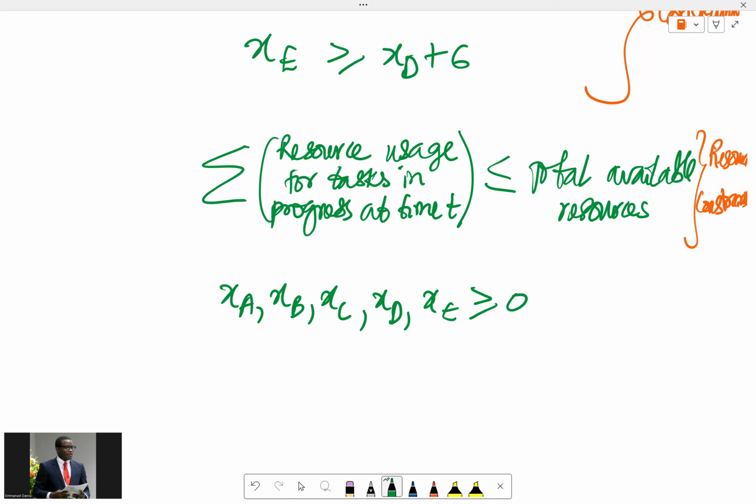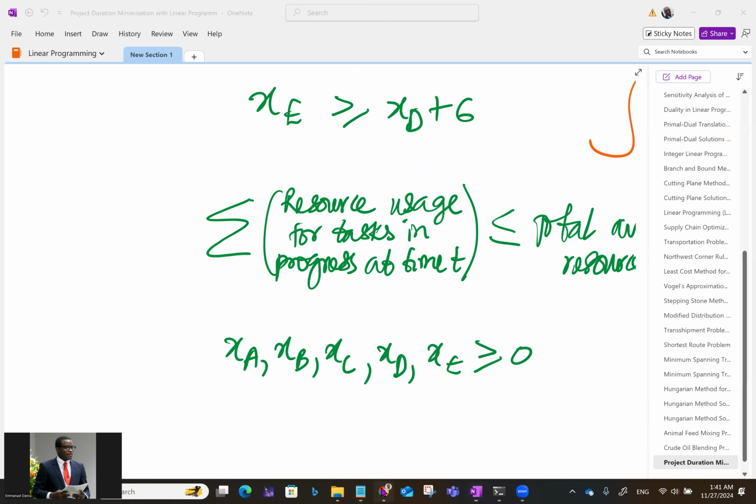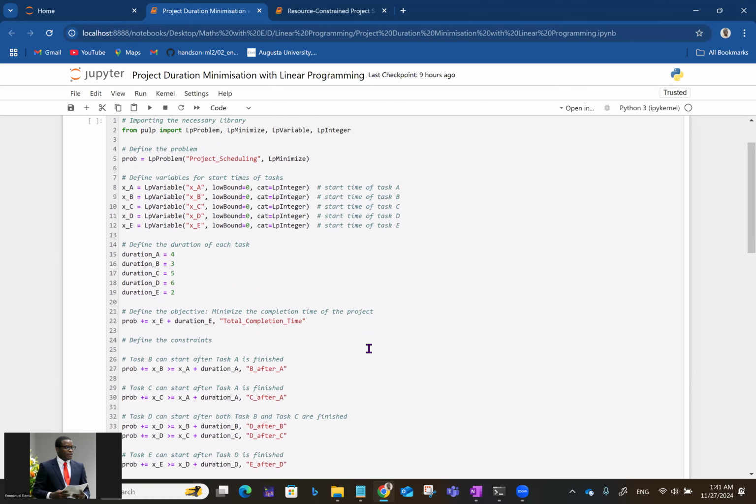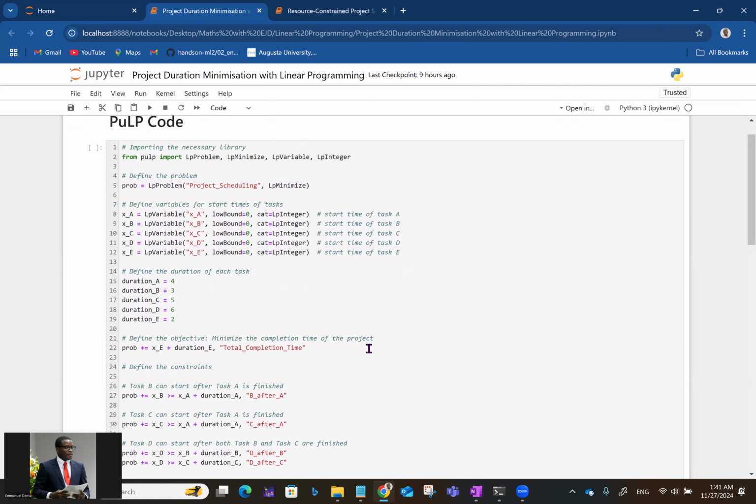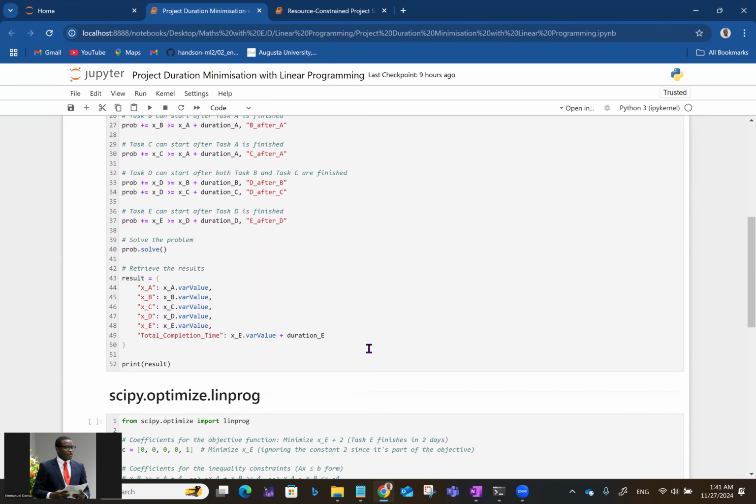So this LP model can actually be solved using Python, as usual. I like to use Python to do this, so let me just go for that. Here we have the project duration minimization with linear programming. First we used pulp, and everything is presented. All the durations, you can see them in lines 15 to 19. Then you have all the decision variables defined from lines 8 to 12. The problem is set in line 5.